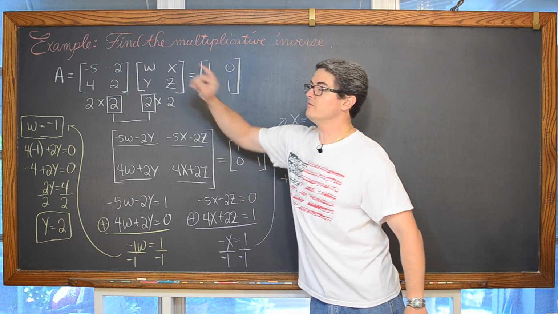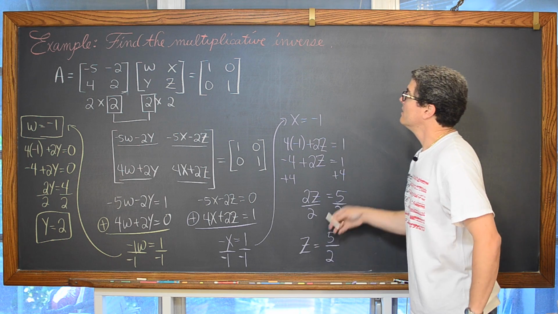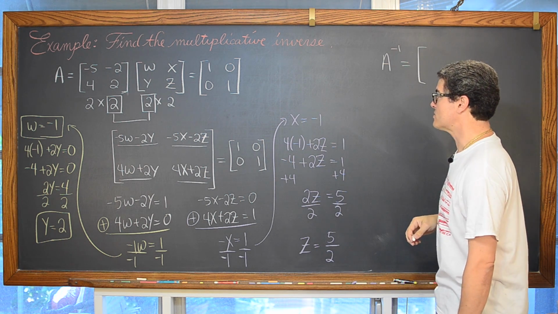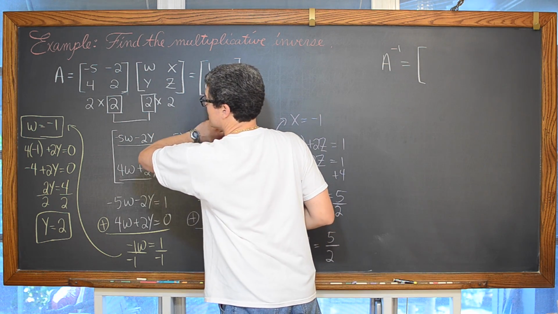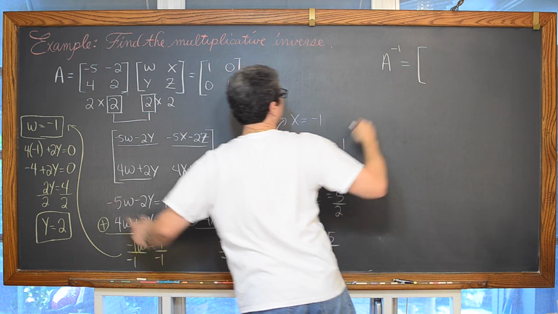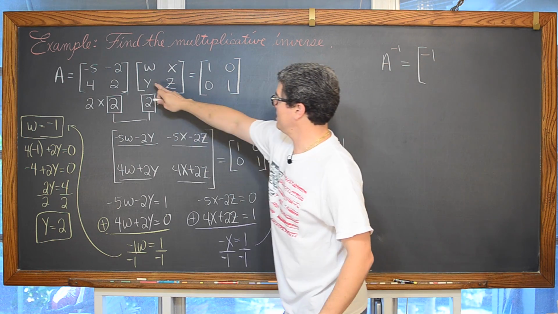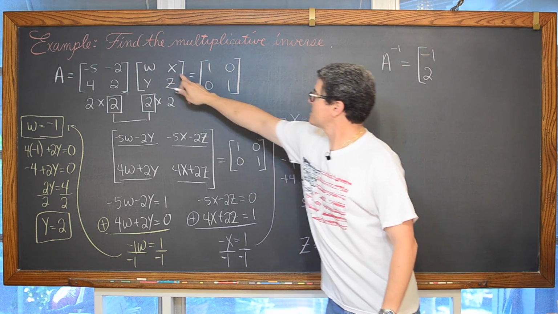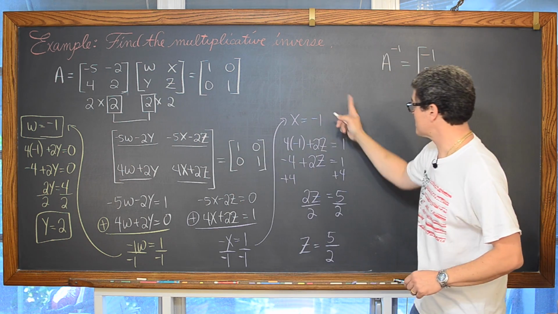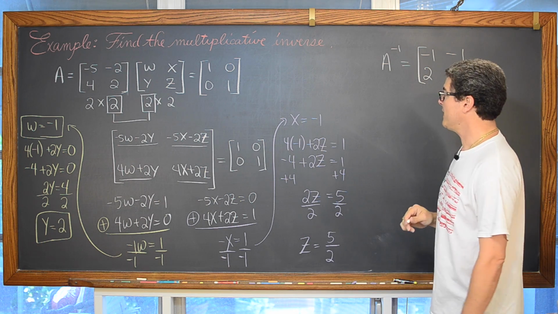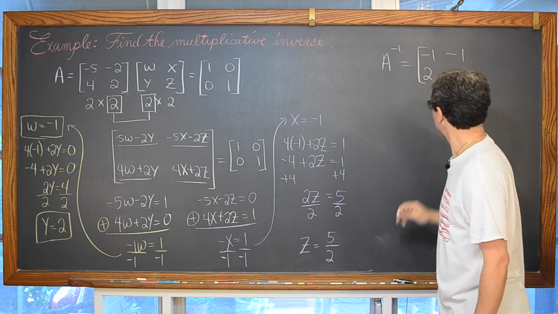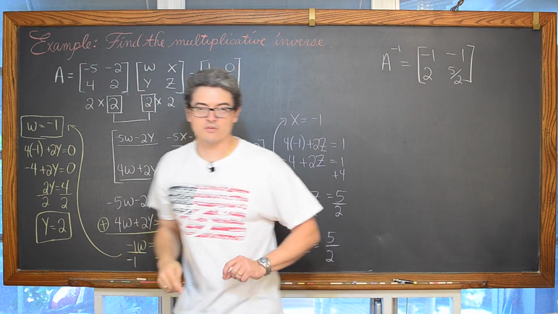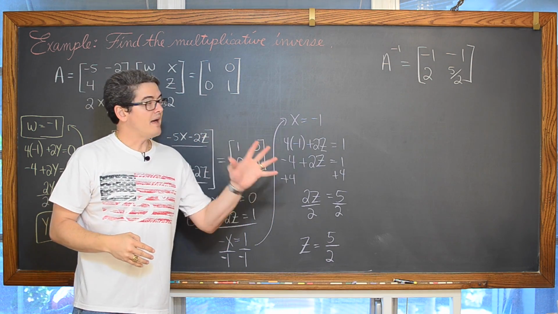So our inverse matrix, the inverse of matrix A, is going to be equal to, let's see here, W is first row, first column, and that was negative 1. Then we have Y in the second row, first column, which is 2. The X is in the first row, second column, so right there, negative 1. And then finally Z is 5 halves. Now that is our inverse matrix.